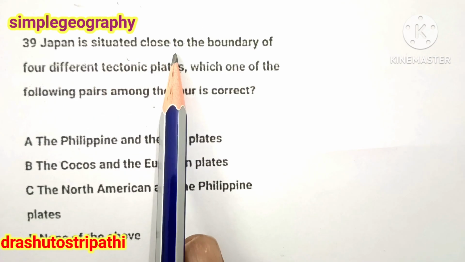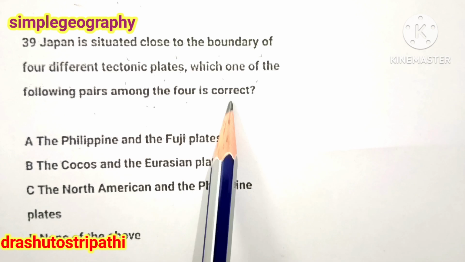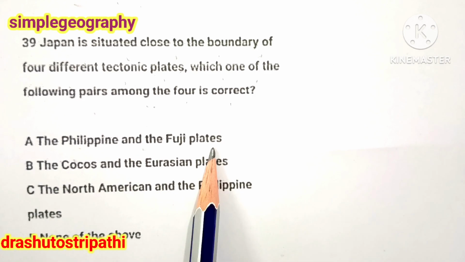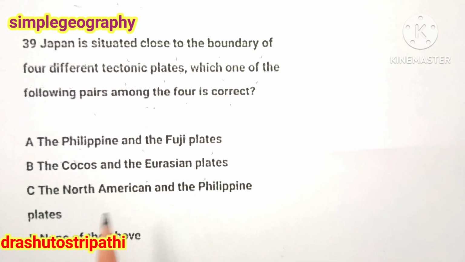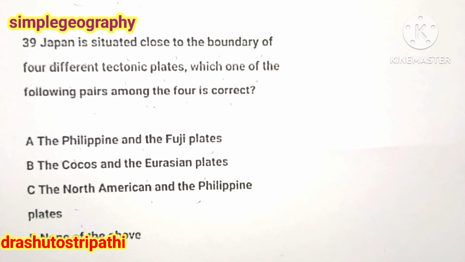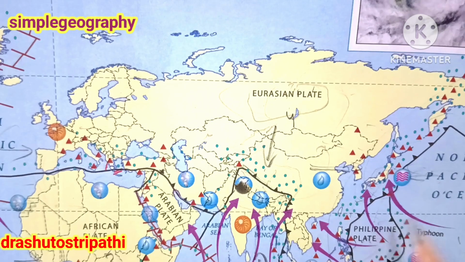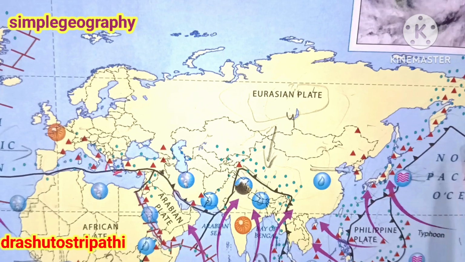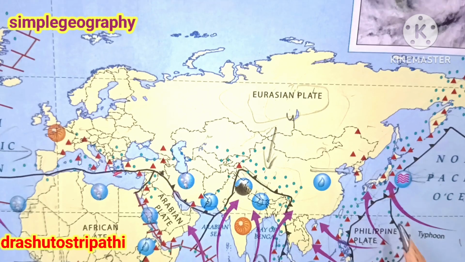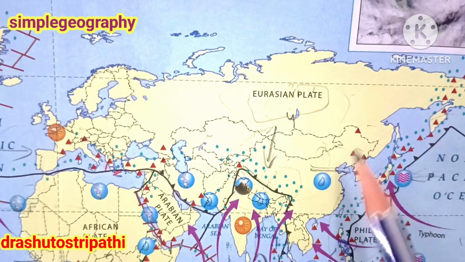Japan is situated close to the boundary of four different tectonic plates. Which of the following pairs among the four is correct? The Philippines plate and Fuji plate, the Cocos plate, the North American plate and the Philippines plate, none of the answer. The answer is the North American plate and the Philippines plate. This is Japan, this is the Philippine plate, and this is the North American plate. So Japan is located where the two plates collide, that is the Philippines plate and the North American plate.